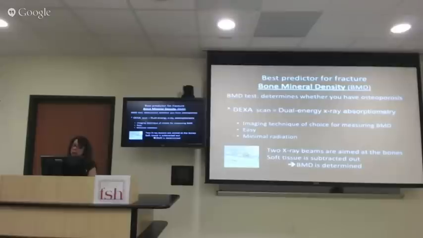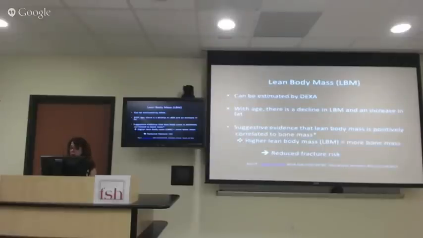The bone mineral density test will determine whether or not you have osteoporosis. DEXA stands for Dual Energy X-ray Absorptiometry. It's an imaging technique, the technique of choice. It's very easy. Some of you have had it. Minimal radiation, and you lay on a table. It's not uncomfortable. Two X-ray beams are aimed at your bones. The soft tissue is removed, and the bone mineral density is determined. You can also get lean body mass from the DEXA scan.